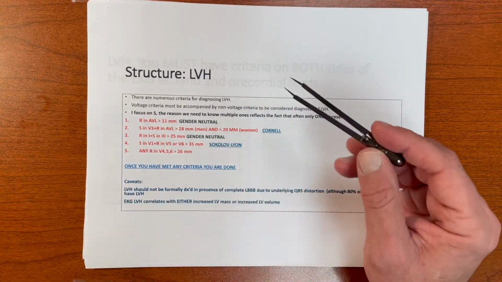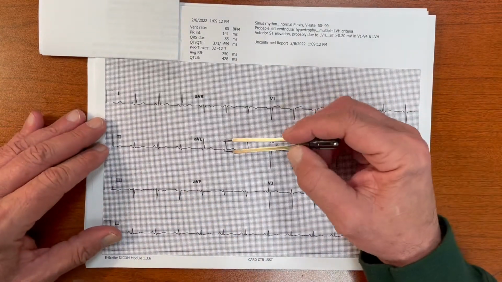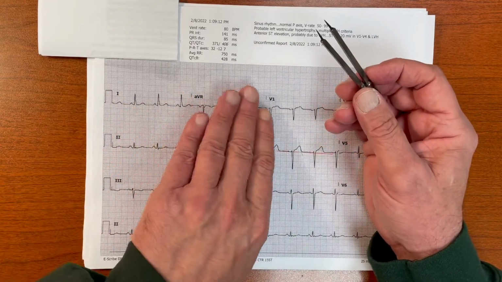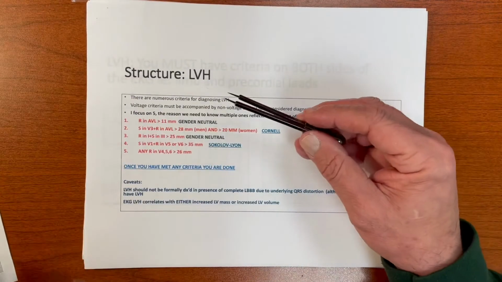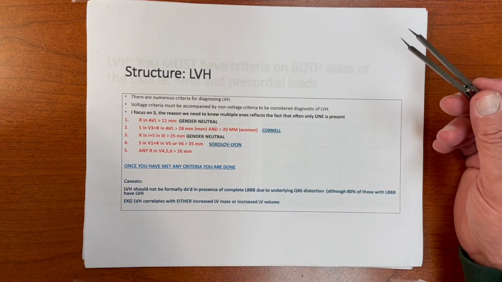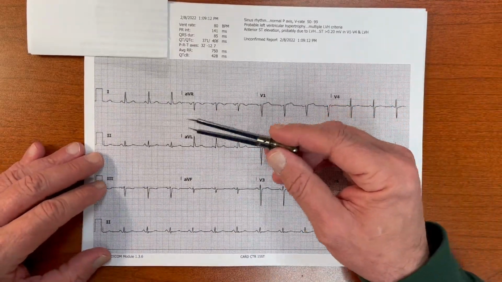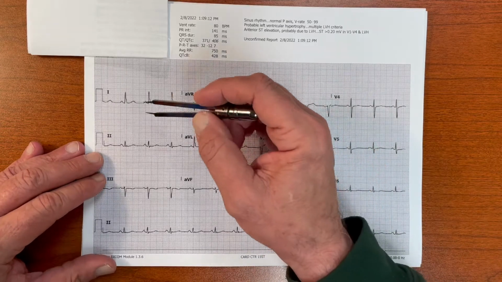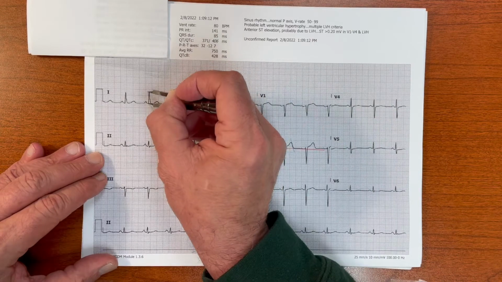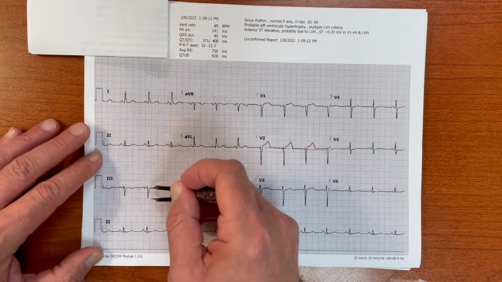Once we've done that, let's say we don't meet criteria there, then we're going to stay with the limb leads. Remember, the first criteria here are all about limb leads, and then it's the last two that look at the precordial leads. So the last criteria we're going to look at in the limb leads is we're going to add the R wave in 1 to the S wave in 3. We're going to add those together.